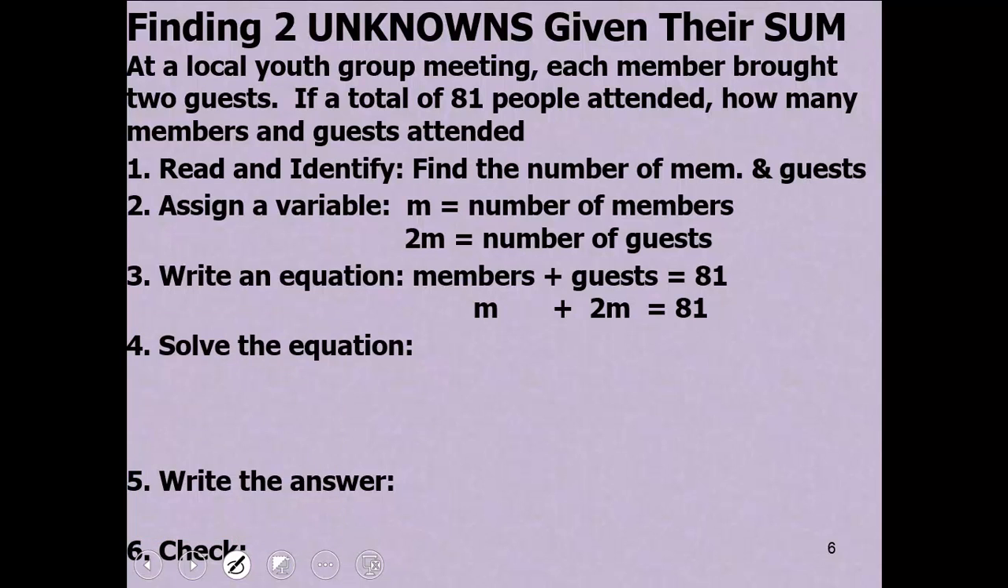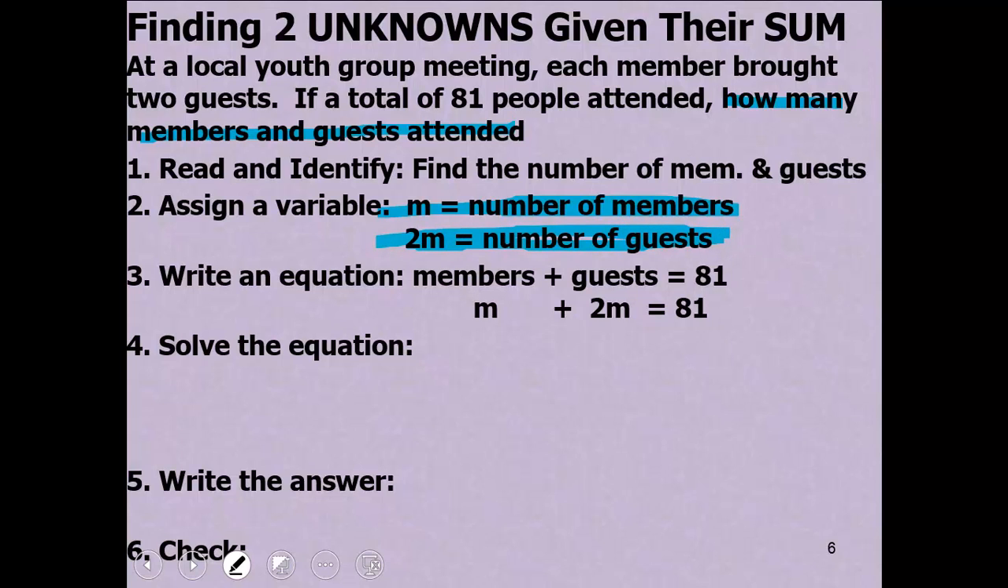So what are we looking for? We're looking for how many members and guests attended. So I'm going to find the number of members and guests. I have to assign a variable. Let's look at the piece that I need to find first. It says each member brought 2 guests. So if I knew the number of members, I could figure out the number of guests by doubling it. So I'm going to let M be the number of members, and then 2M is the number of guests.